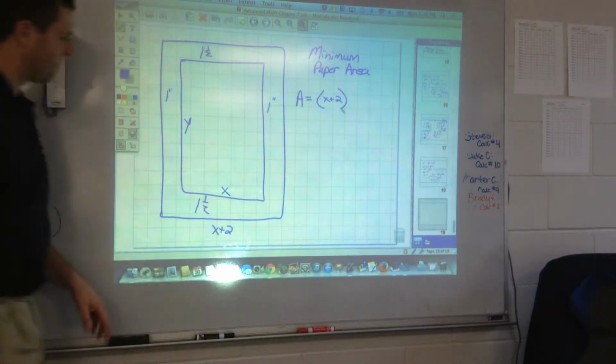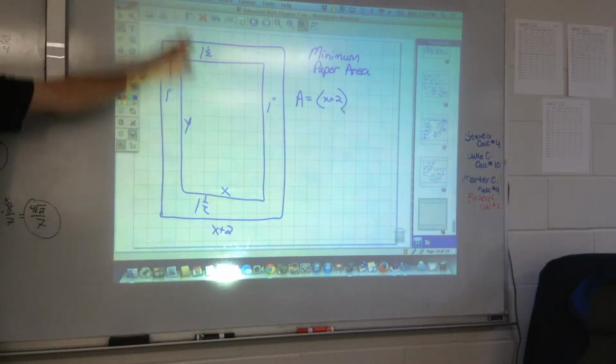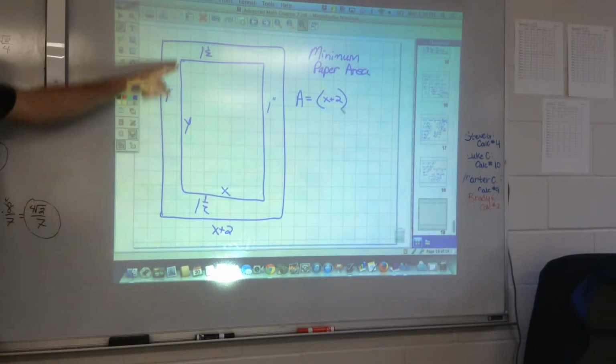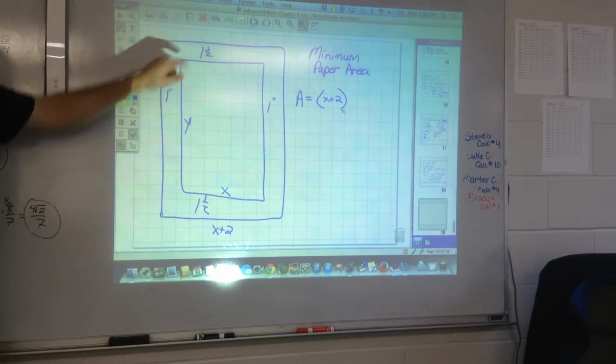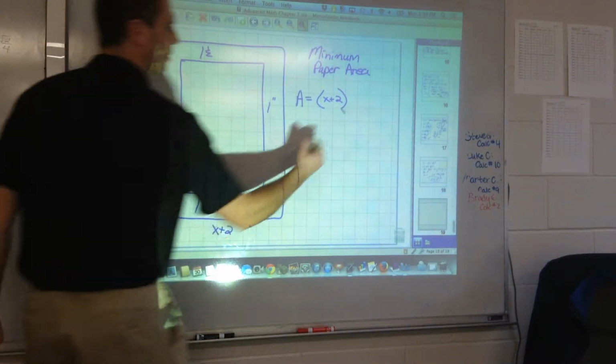y plus 3. And then y plus 3, I'm hearing you guys say that? Yep. Because this is y units, add an inch and a half, add another inch and a half, so that'd be 3 inches. You gotta add to whatever y is.